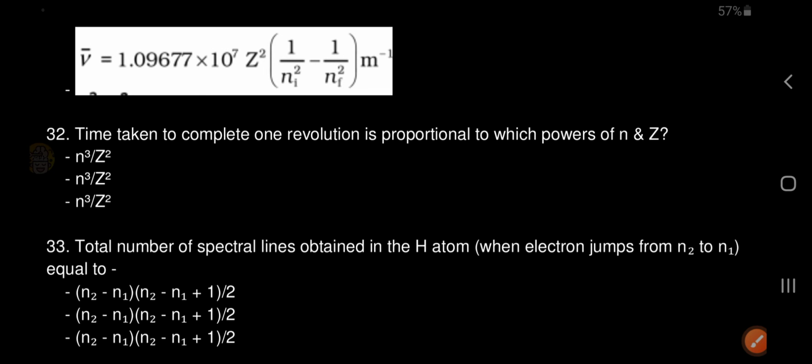Time taken to complete one revolution is proportional to which powers of n and Z? n cube divided by Z square.